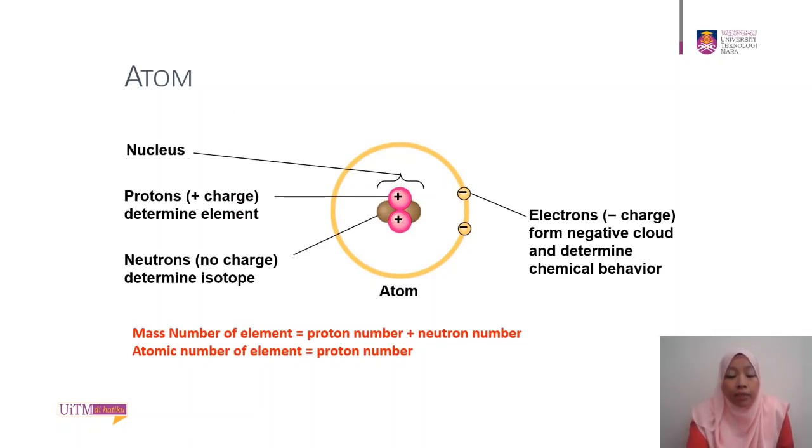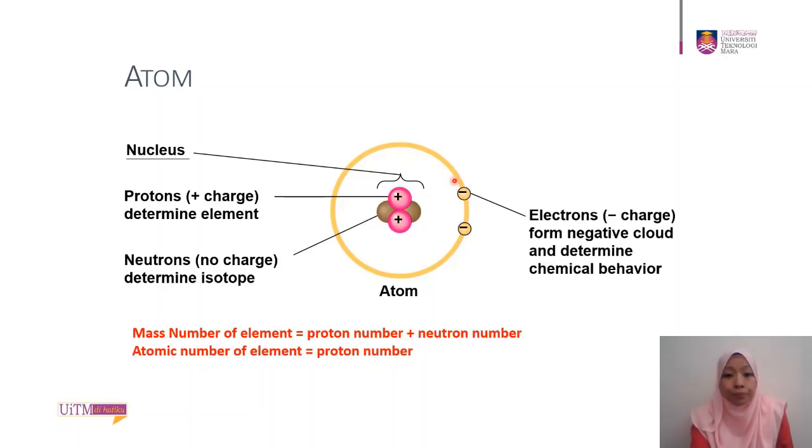Based on this, you can see the structure of the atom. This is the nucleus part. The nucleus can be divided into 2. The one in pink color represents the proton. Protons have the positive charge, and that determines the element. Then there are the neutrons, which have no charge, and that will later determine its isotope. The nucleus is surrounded by the electrons that carry the negative charge, which later form the negative cloud and determine its chemical behavior.